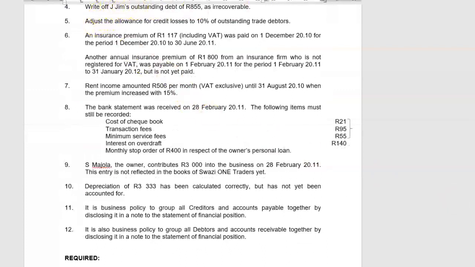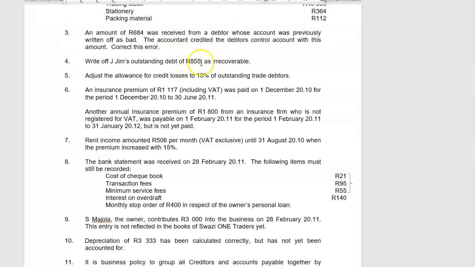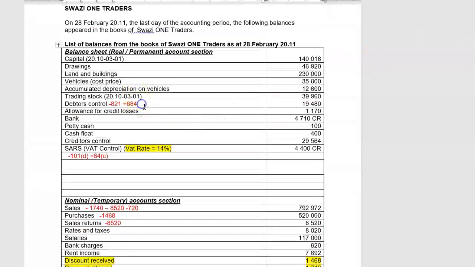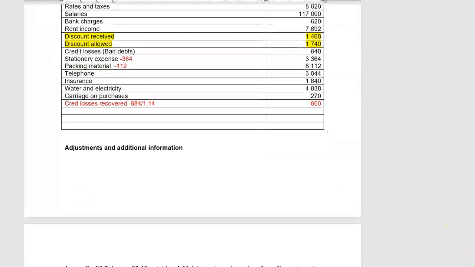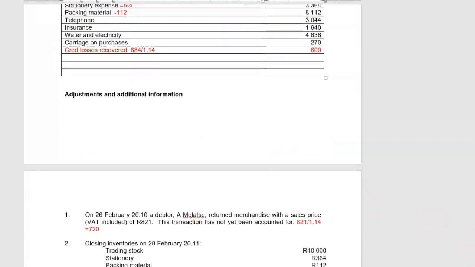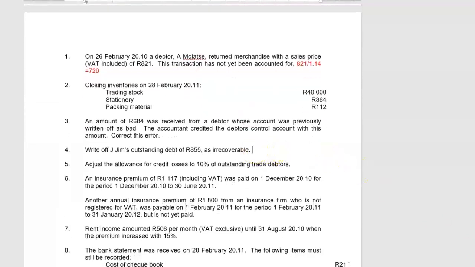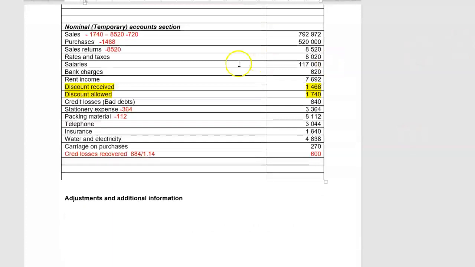Write off J. Jim's outstanding debt of 855 Rand as irrecoverable. So what are we going to do? We're going to credit our debtors control with the full amount of 855 Rand. The VAT exclusive amount is going to go against our credit losses. So to work out the VAT exclusive amount, 855 divided by 1.14 equals 750 Rand. So our credit losses is going to be increased with 750 Rand.